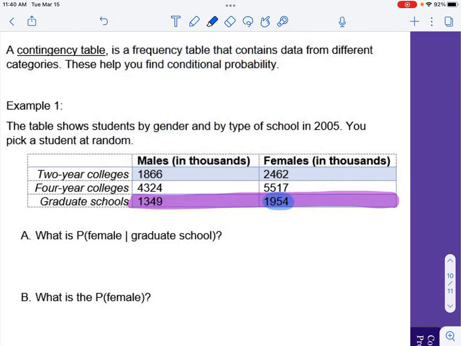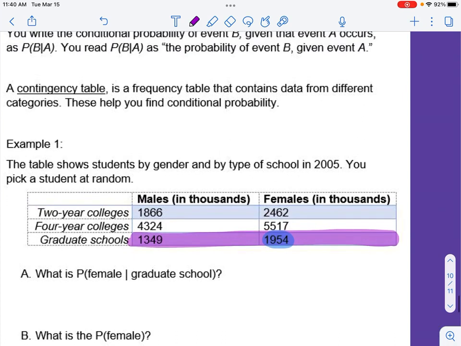So you're going to either be looking at a column or row, depending on how the problem is set up. In this case, we're looking at a row. Females given that they're in graduate school. So female number goes on top, that's 1,954, over the total number of students in graduate school. So we have to add these together.